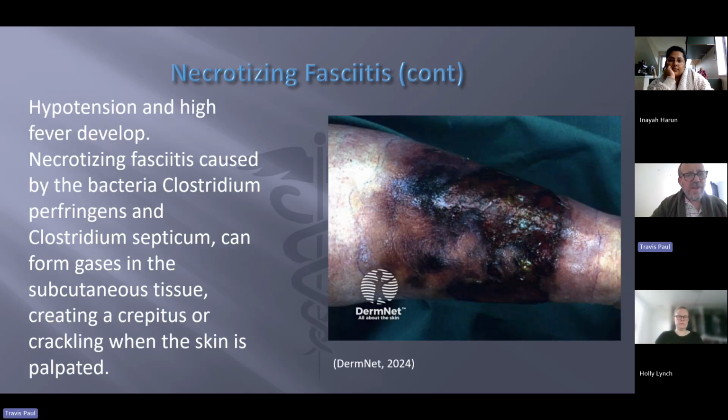Hypotension and high fever develop. Necrotizing fasciitis caused by the bacteria Clostridium perfringens and Clostridium septicum can form gases in the subcutaneous tissue, creating a crepitus or crackling when the skin is palpated.